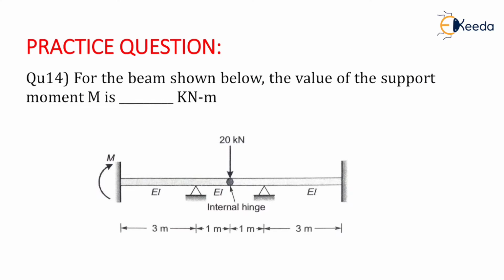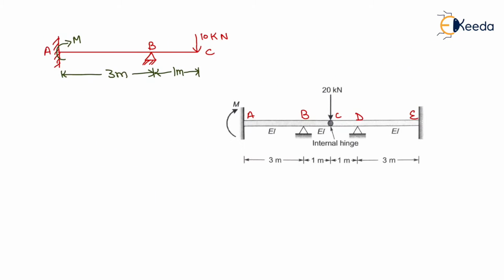The question is written as: for the beam shown below, that is this beam, the value of the support moment M is. Now we need to determine the value of support moment M. By symmetry, we can consider the two parts of the beam separately, that is ABC and CDE.